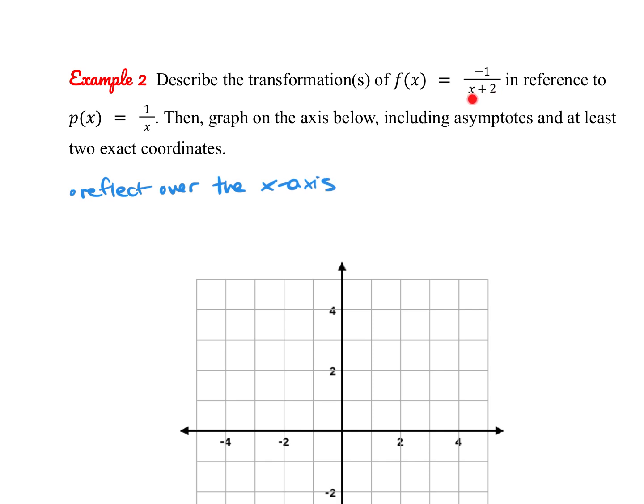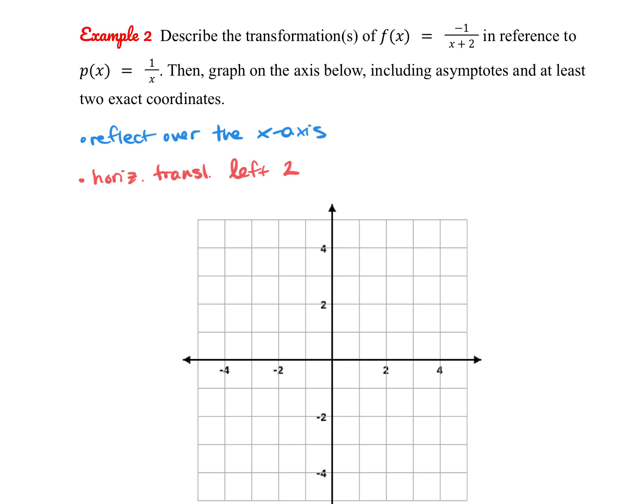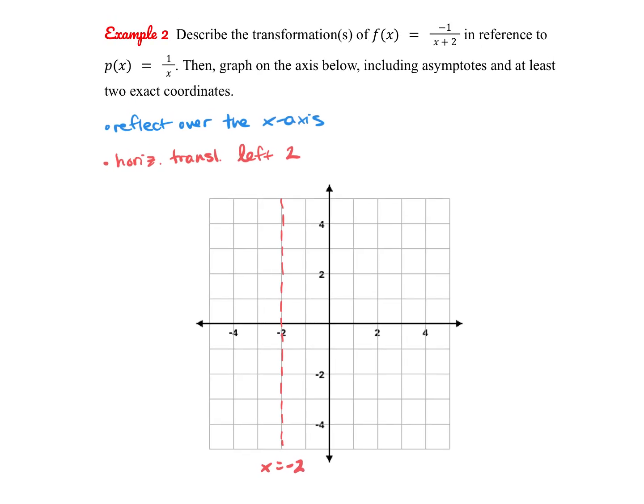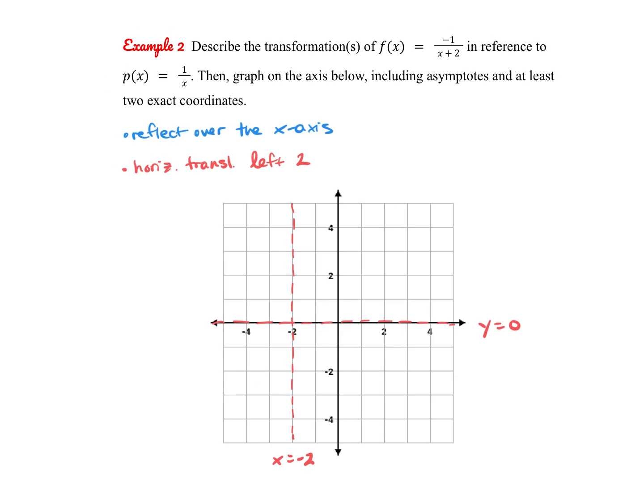And then I also see this +2. So remember, this is a horizontal translation, and it's going to shift my graph to the left 2. So since our graph is shifted to the left, we know that our vertical asymptote, which used to be at x equals 0, will also shift to the left 2. So I have a vertical asymptote at x equals -2. However, I do not have any shifts up or down. There's no vertical translation. So my horizontal asymptote will remain at y equals 0.